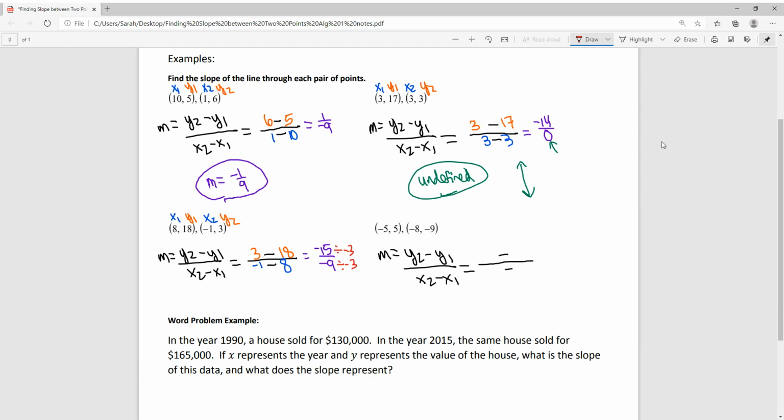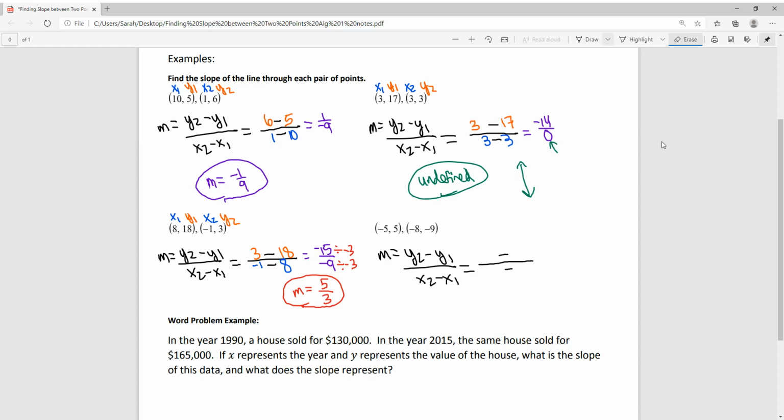Negative 15 divided by negative 3 is positive 5. Negative 9 divided by negative 3 is positive 3. So your best final answer is m equals 5 over 3. If it was something multiple choice, that's probably how the answer would be written. If you wrote it as negative 15 over 9 on something where it wasn't multiple choice, I'd still be okay with that too.